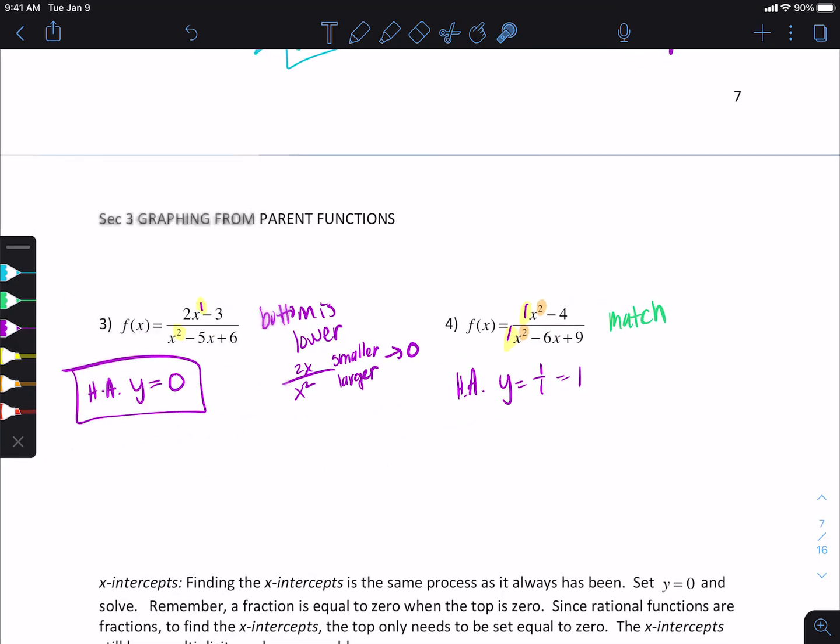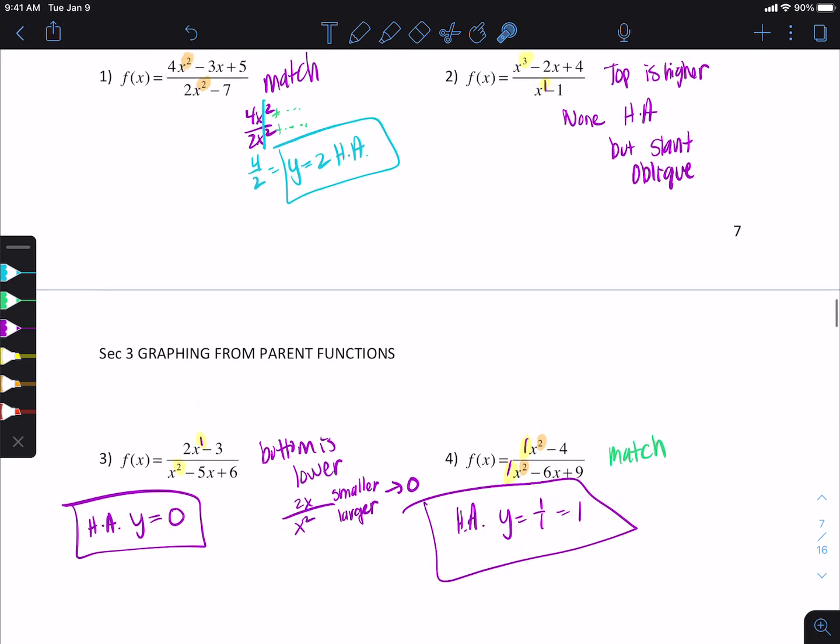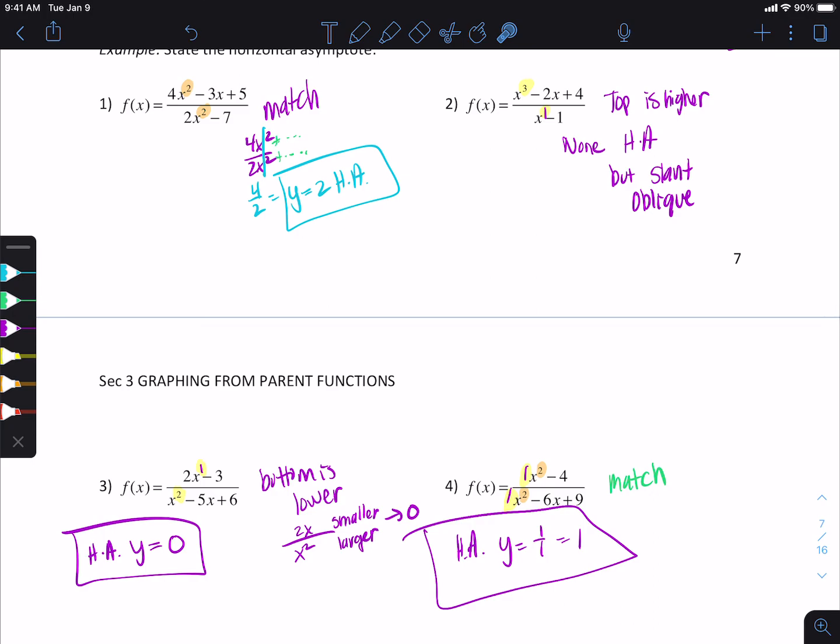Notice on all of my horizontal asymptotes that we have y equals, right? That's important. If you don't put the y equals, you're not quite correct, and you will get docked points if you don't have the y equals. So make sure that you have the y equals part.